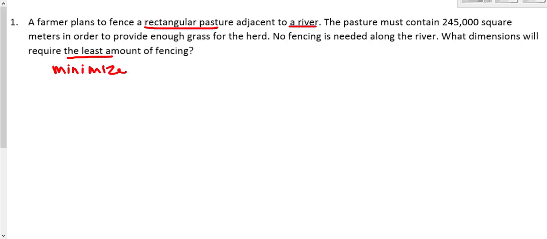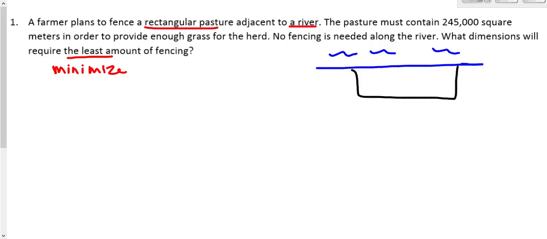So let's draw a picture because we need to get an equation in one variable. So here's our river. Draw some water in there. And our fence is going to have three sides against the river. And what we want to know is about the fencing on the outside, and we already know that we need our area to be 245,000 square meters.